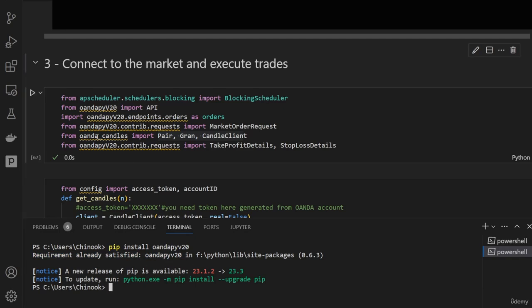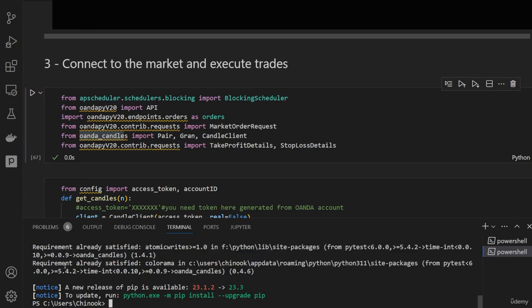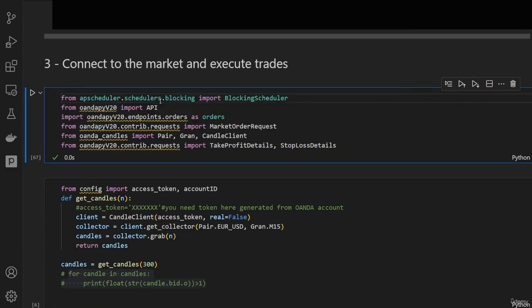And we also need the Oanda candles, this one. So we also need to pip install oanda_candles. I also have the requirement already satisfied because I just downloaded these. So now we can import whatever we need.